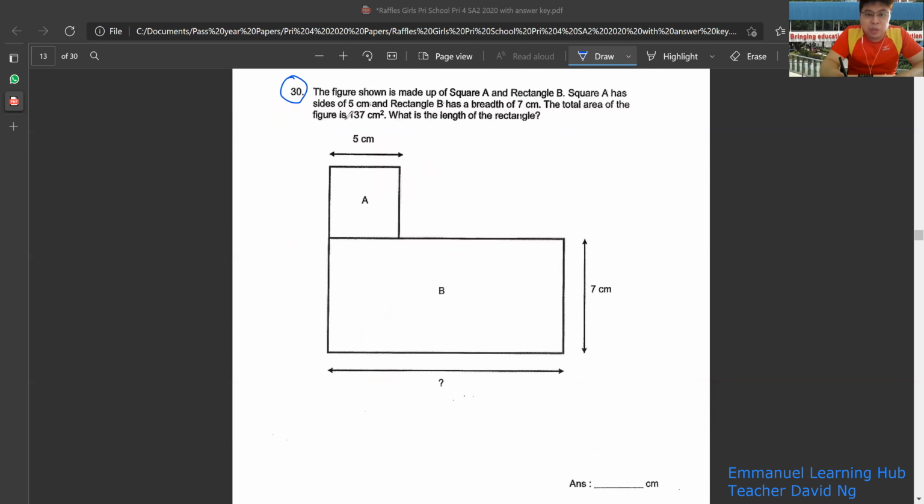Okay, 30. The figure shown is made up of square A and rectangle B. Square A has side 5 cm and rectangle B has breadth 7 cm. The total area of the figure is 137 cm square. What is the length of the rectangle?